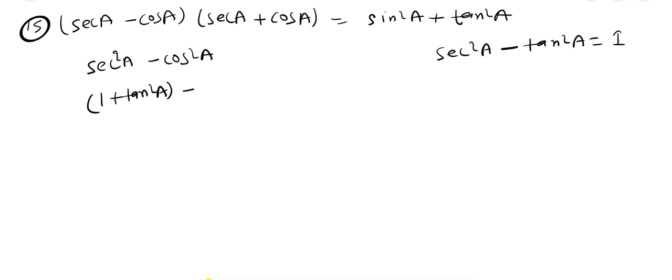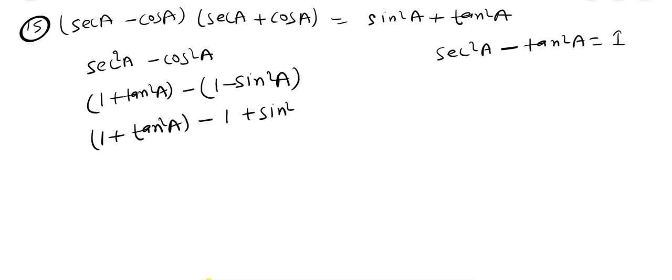So I will write here, and cos square A I will convert to 1 minus sin square A. So 1 plus tan square A minus sin square A, and 1 and 1 cancel, tan square A plus sin square A. Okay, so this is the LHS I started here. Now we reach the RHS.